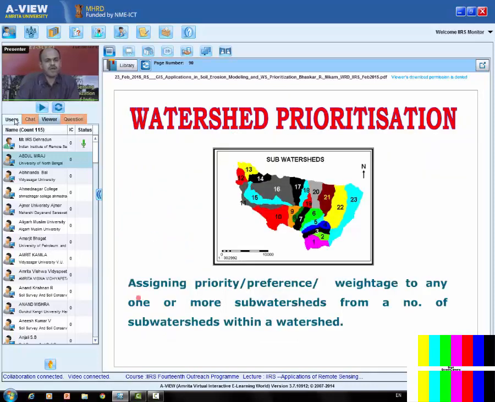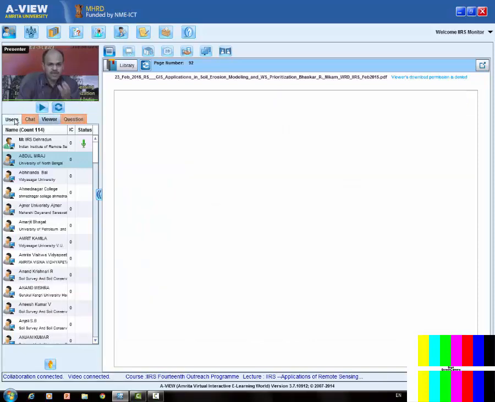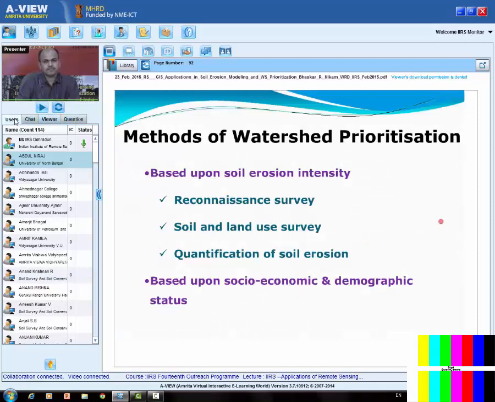So watershed prioritization is nothing but assigning priority or preference or weightage to one or more sub-watersheds from the number of sub-watersheds within a watershed. Now, why do we need to do prioritization? As we discussed, there is resource constraint: maybe the capital is constrained, the manpower is constrained, the time is constrained, or we may have some experimental or trial going on where we have to showcase our results very fast.